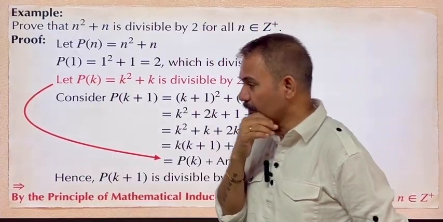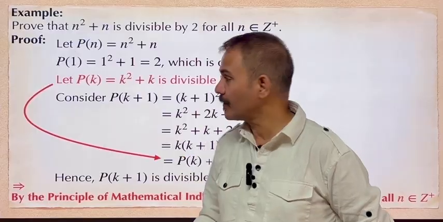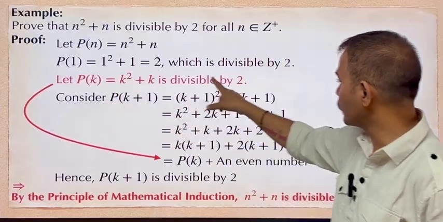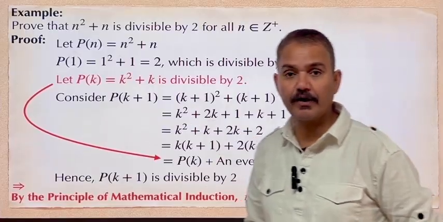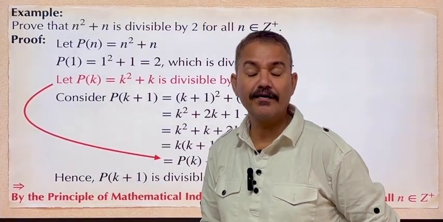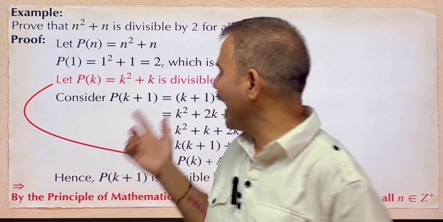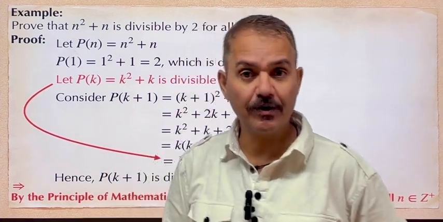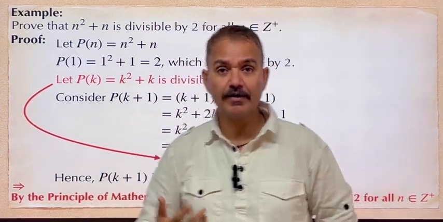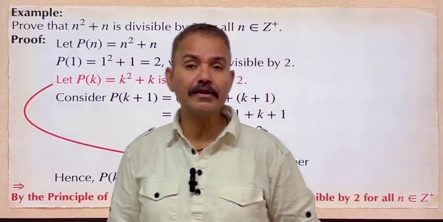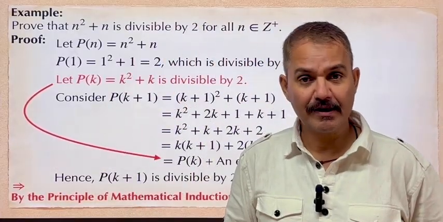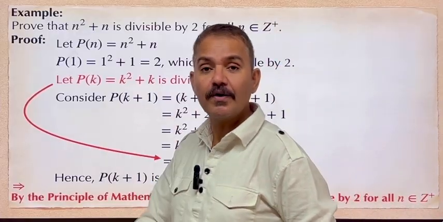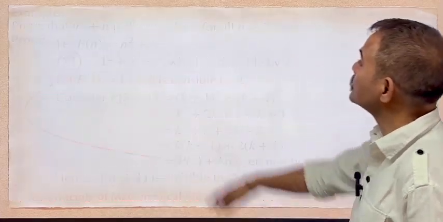Now, the question is, why does it work? When something is true for 1, you assume it true for k and you prove it for k plus 1, then how can we generalize? What if it is not divisible for n equal to 73, or n equal to 137? How do we know whether it is divisible? That is why we have the principle of mathematical induction. Now, how does it work? Have a look at this.